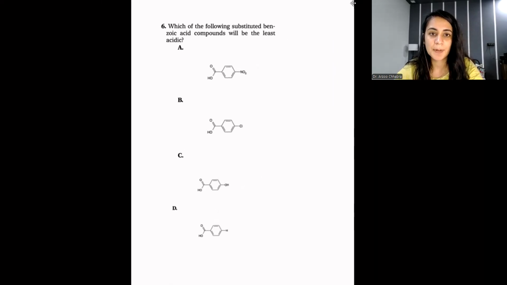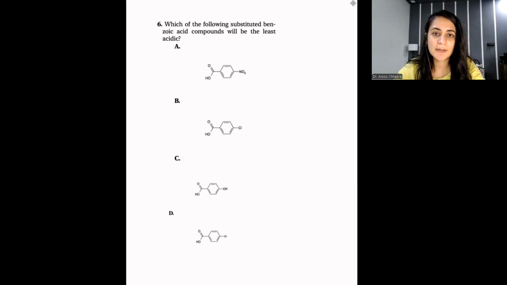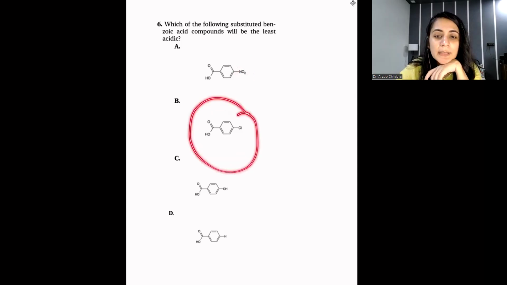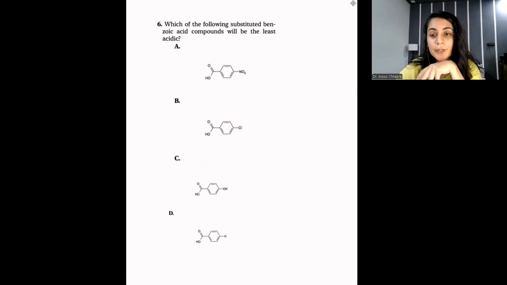Okay. Next problem. Which of the following substituted benzoic acid compounds will be the least acidic? So the one which will not stabilize the negative charge. Let's think about this NO2. Is that stabilizing your negative charge? It does. It's electron withdrawing. So electron withdrawing groups do stabilize the negative charge. Okay, what about over here? For this one, it's also an electron withdrawing group overall, deactivating.